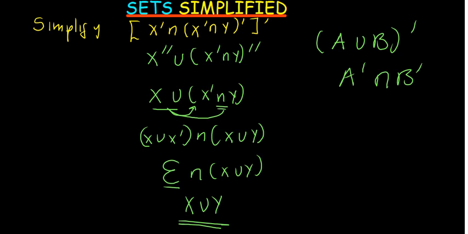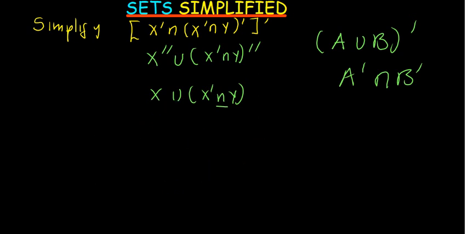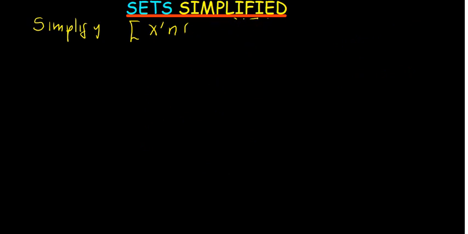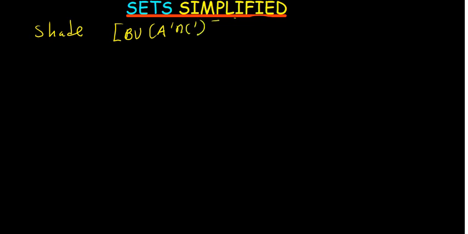So let's look at another one. Now this one is telling us to shade. By the way, these are exam questions we are using. So this one is saying shade the set described by B union A complement intersection C complement, then another complement outside.